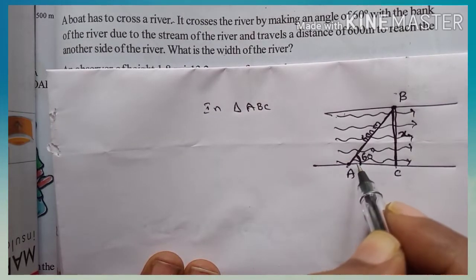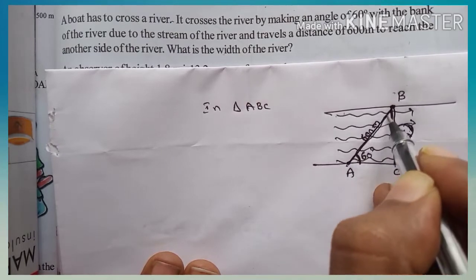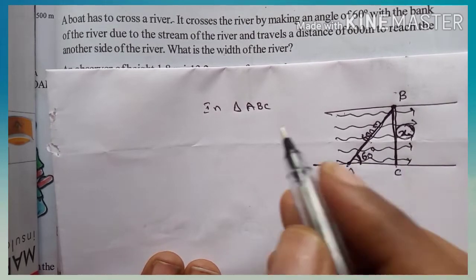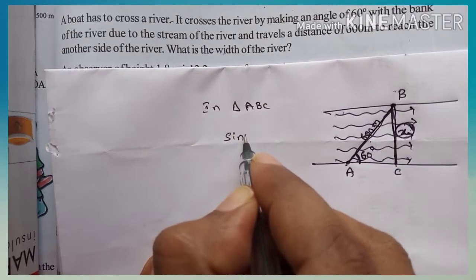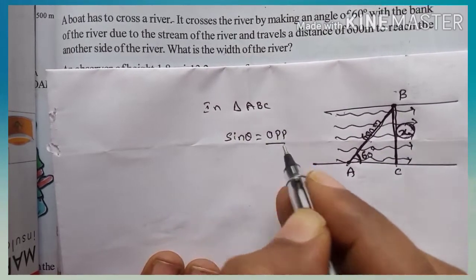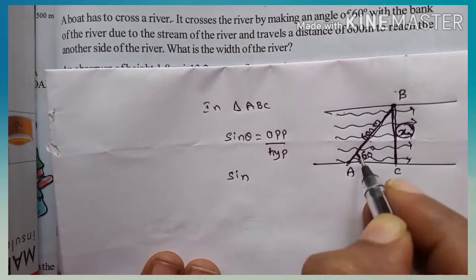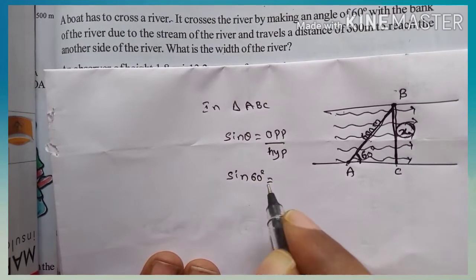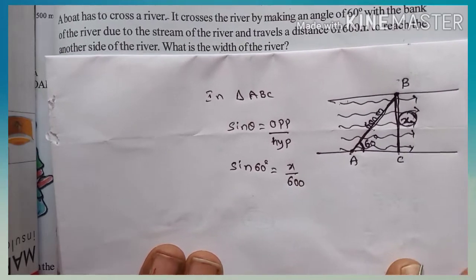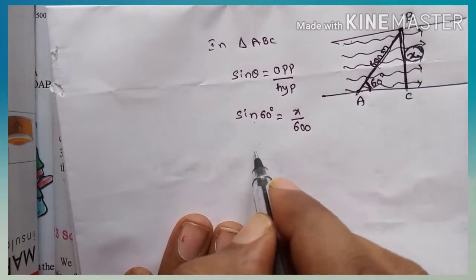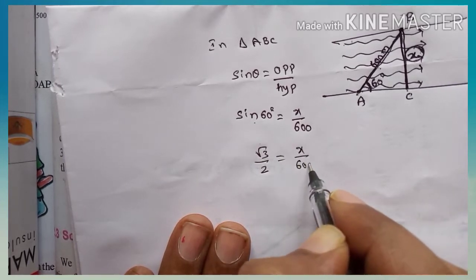In triangle ABC, we can apply for this angle. We need here x, which is the opposite side. We know the hypotenuse is 600 meters. So the opposite and hypotenuse relation is sin theta. So sin theta is equal to opposite side by hypotenuse. Sin theta is equal to, how much is given? 60 degrees. Opposite value is x, hypotenuse is 600. Sin 60 value we know is root 3 by 2, equal to x by 600.